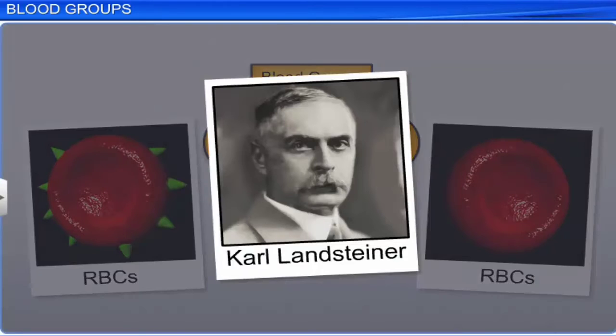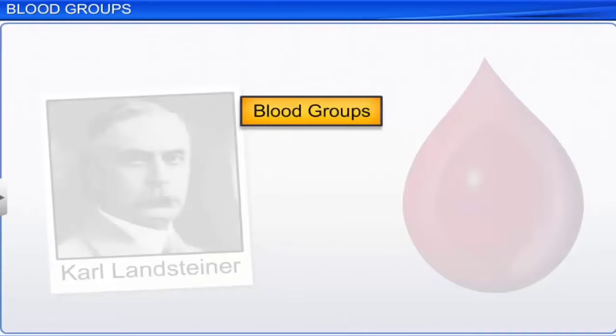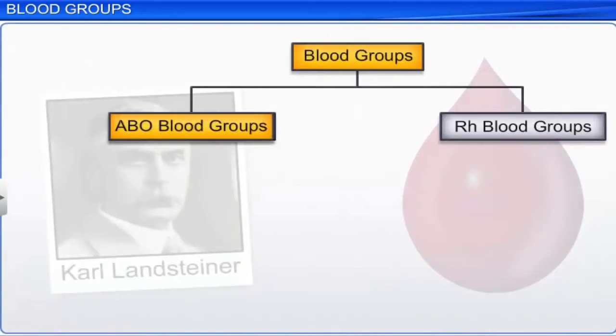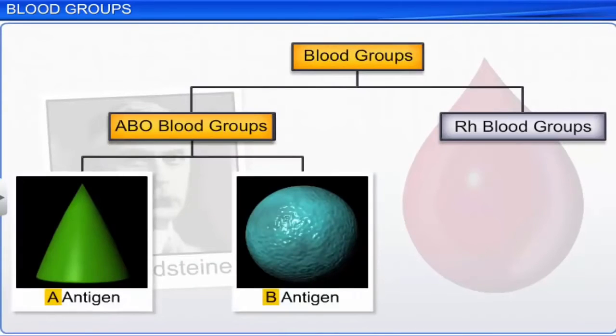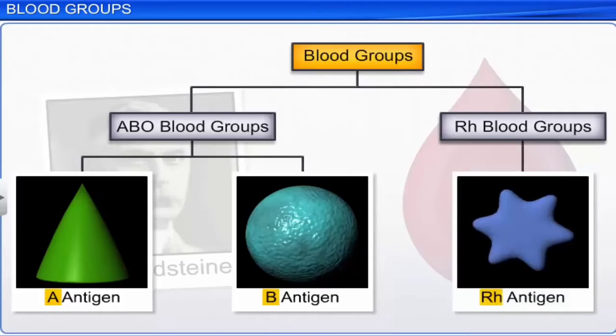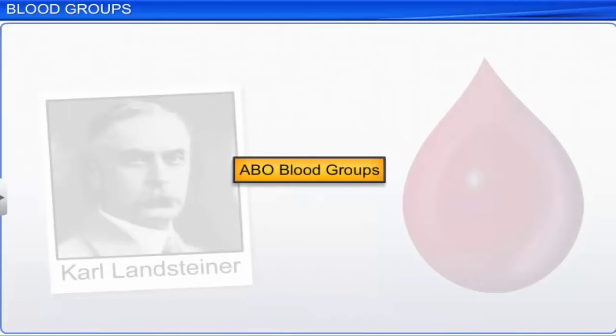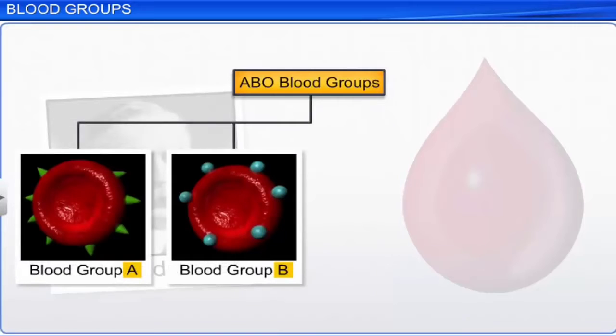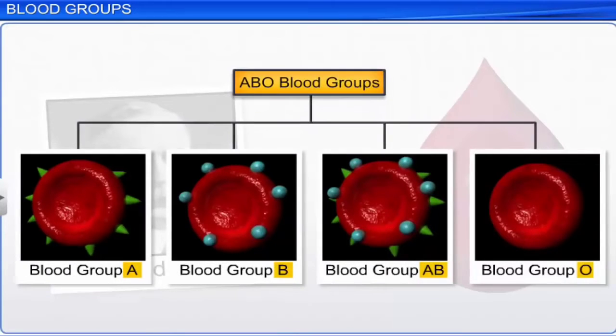Karl Landsteiner categorized blood groups into the ABO and Rh blood groups. The ABO blood groups are differentiated based on the presence or absence of antigens A and B on the RBCs, while the Rh blood groups are differentiated based on the presence or absence of the Rh antigen on the RBCs. The different ABO blood groups are referred to as blood group A, B, AB, and O.